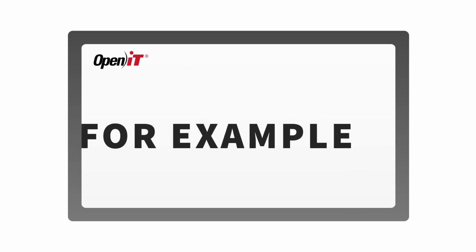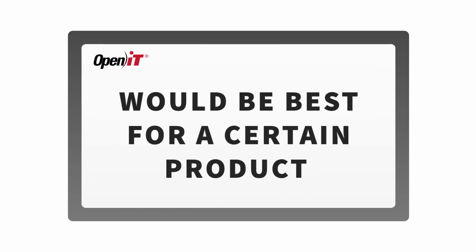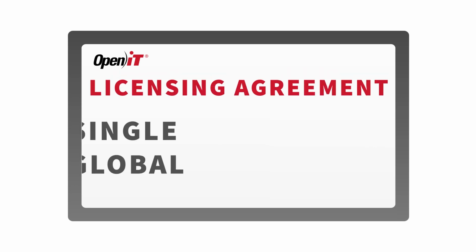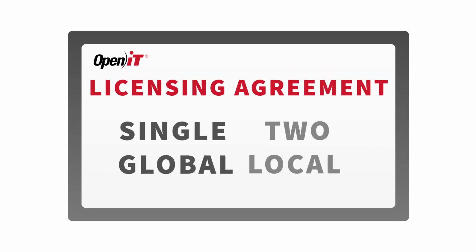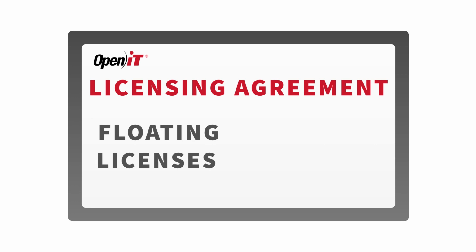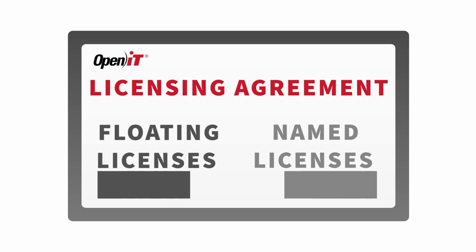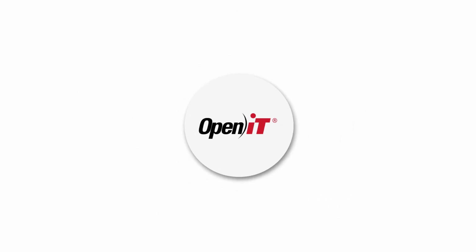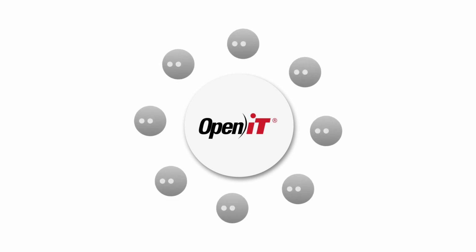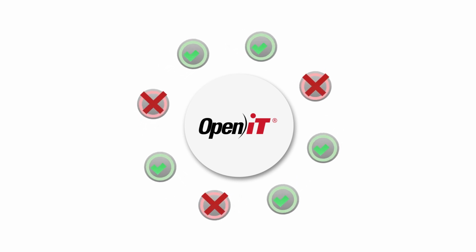For example, which licensing agreement would be best for a certain product? Having a single global license server or two local ones? Will it be best to have floating licenses or named licenses for a certain product? Maybe having a mix of the two is better? And if so, what would be the optimal ratio between them? Well, OpenIT will offer you the ability to answer all these questions along with many more, allowing you to optimize your license environment by seeing all the available options and how they will affect your organization.